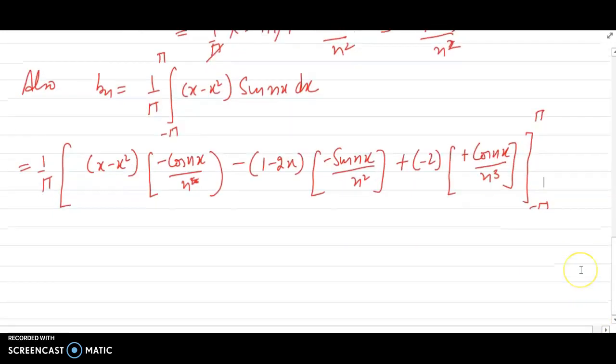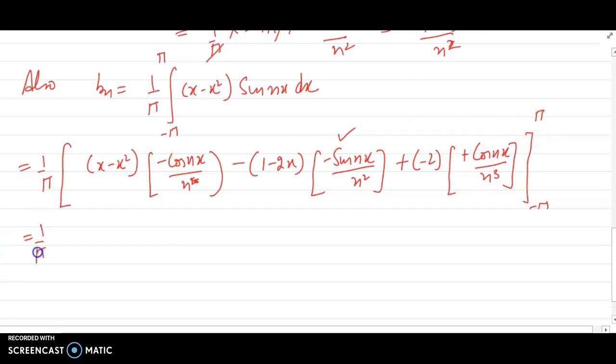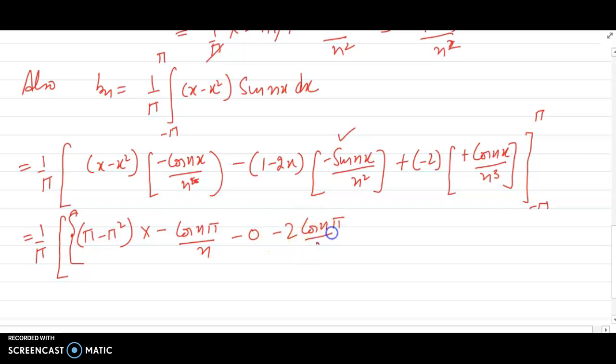Again, wherever there is sine, when you substitute upper limit and lower limit, your sine will get converted to 0. Upper limit is pi. See here what I will get. Pi minus pi square into minus cos of n pi by n. Second term will get 0. Third term I will get minus 2 cos of n pi by n cube.